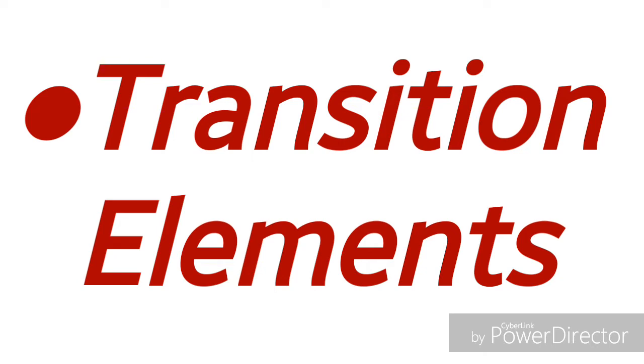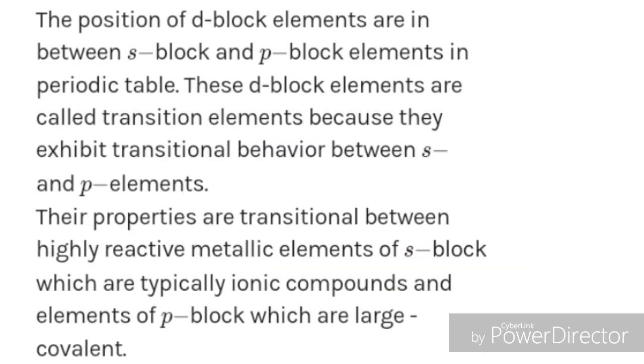In transition elements, there are a total of 10 groups, from group 3 to group 12. So D block elements exhibit transitional behavior between S and P block elements. Their properties are transitional between highly reactive metallic elements of S block, which typically form ionic compounds, and elements of P block, which form largely covalent compounds.